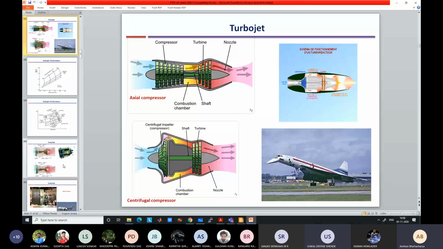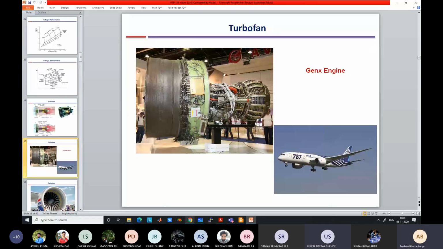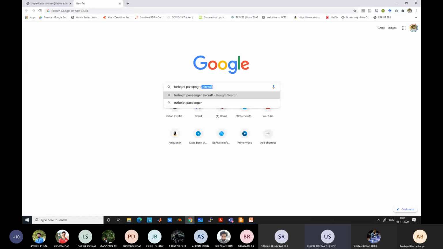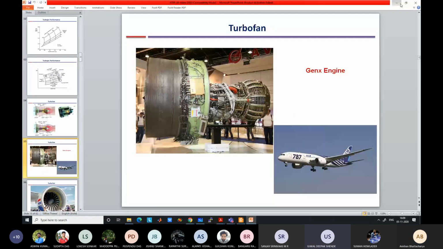Sir, I have a question regarding this. Okay, ask. Let's say I want to design a passenger aircraft with a turbojet, but propulsive efficiency is the only thing that's worrying me. So I'll just reduce the pressure ratio of the cycle. So the exhaust velocity will reduce, right? Yes, exhaust velocity can be reduced. So my propulsive efficiency will increase in that way, right? Correct. It's a good point.